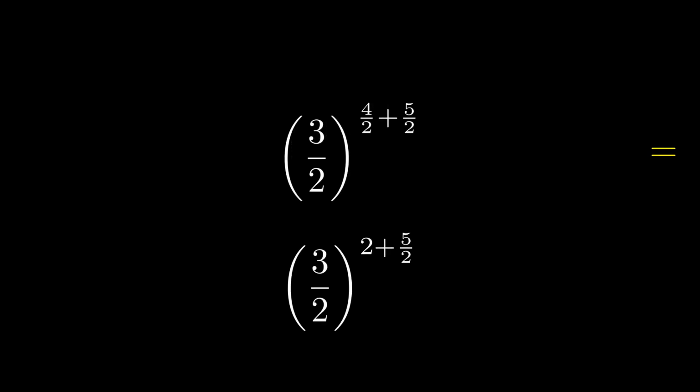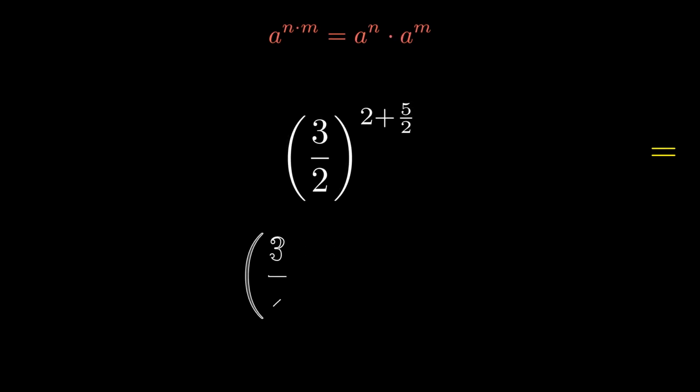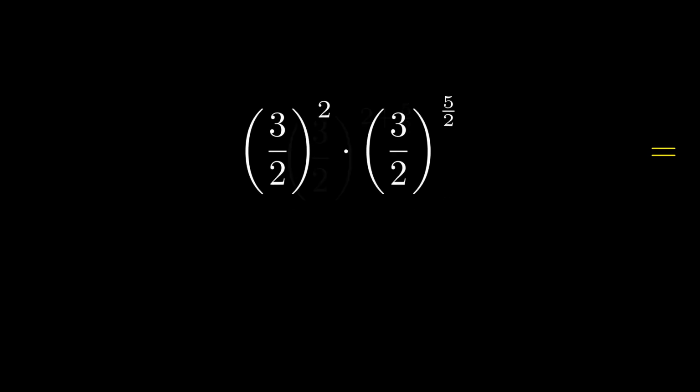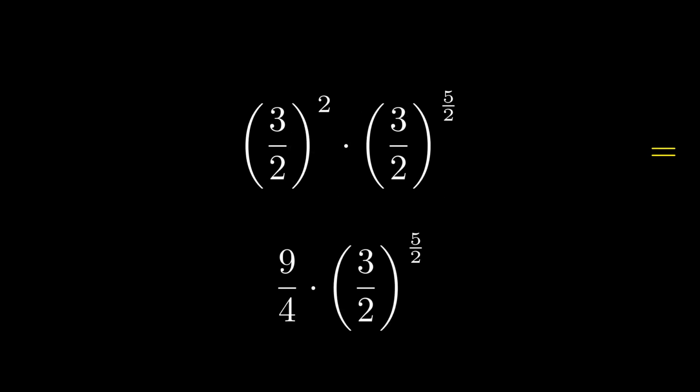To rewrite this expression further, we need to use this rule. It is hereby possible to change the exponent into 2. The first factor is to the power of 2. Take 3 from the numerator squared, we get 9, and 2 from the denominator squared is 4. The first factor is therefore 9 over 4.